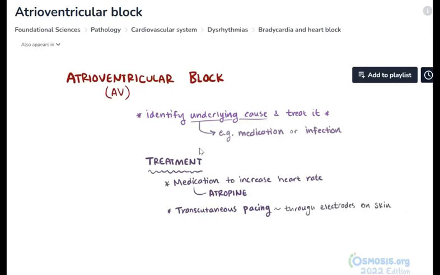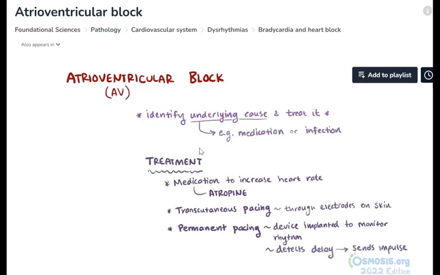If the underlying cause is irreversible and the AV block is severe, patients ultimately might need a permanent pacemaker, which is implanted and continually monitors the patient's rhythm. And if it detects a delay, it'll send an electrical impulse into the ventricles, causing them to contract.